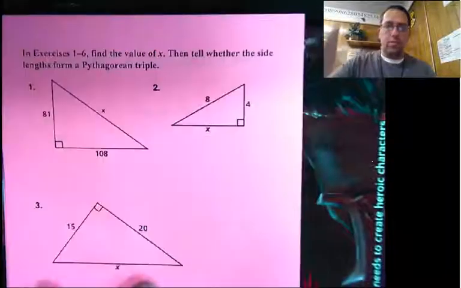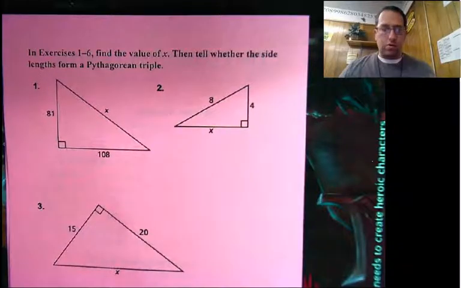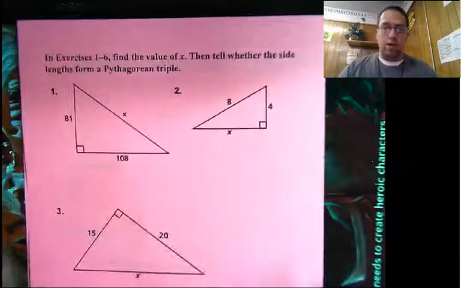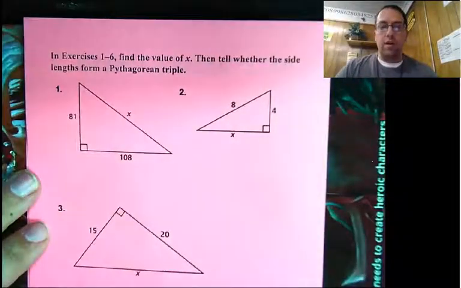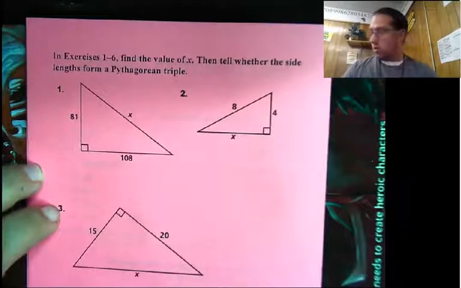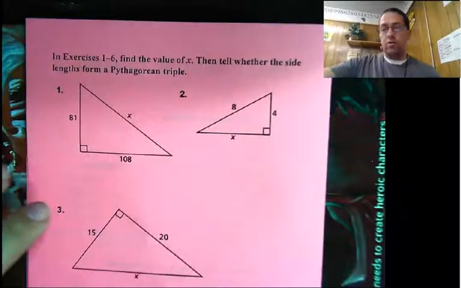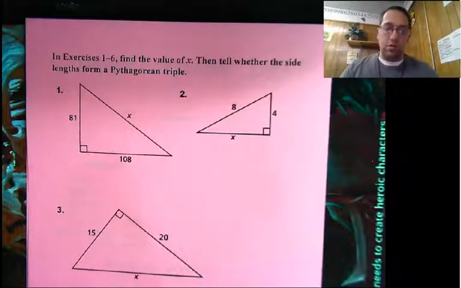See what we got. A lot of this is going to be simple stuff you've done for years, so it's not going to be a big deal because we've done this for a long time. Okay, so exercise 1 through 6, we need to find the value of x. Tell whether the side lengths form a Pythagorean triple. Okay, so again, we saw that it is a Pythagorean triple if all of the side lengths are integers. So if x comes out to an integer, then we're going to have a Pythagorean triple.